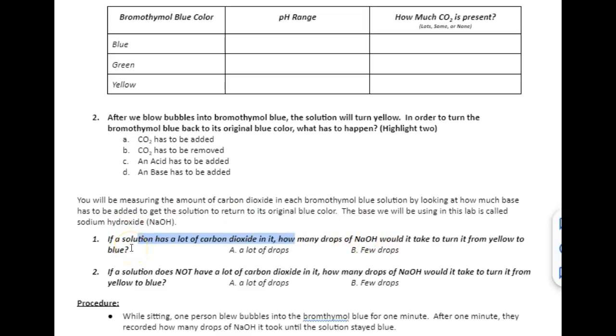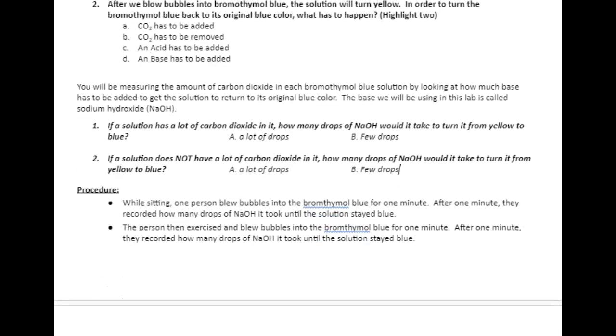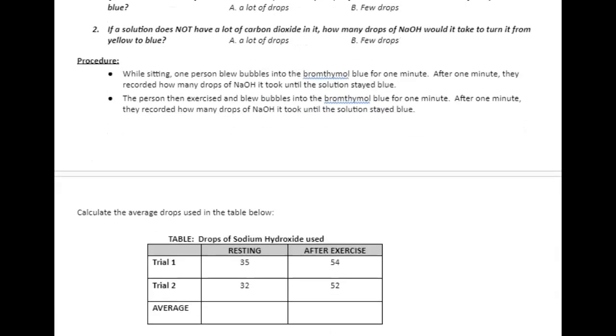So remember, we're starting off blue, we blew a lot of bubbles. If we blow a lot of CO2 in there, how much base, since CO2 is acidic, is it going to take to turn back to blue? It would take a lot. And if it does not have a lot of carbon dioxide in it, it's not going to take as many drops to turn back to blue. So we're going to use this sodium hydroxide in order to measure how much CO2 is in the solution, because CO2 is acidic, sodium hydroxide is a base, and we can use that color change to figure it out.